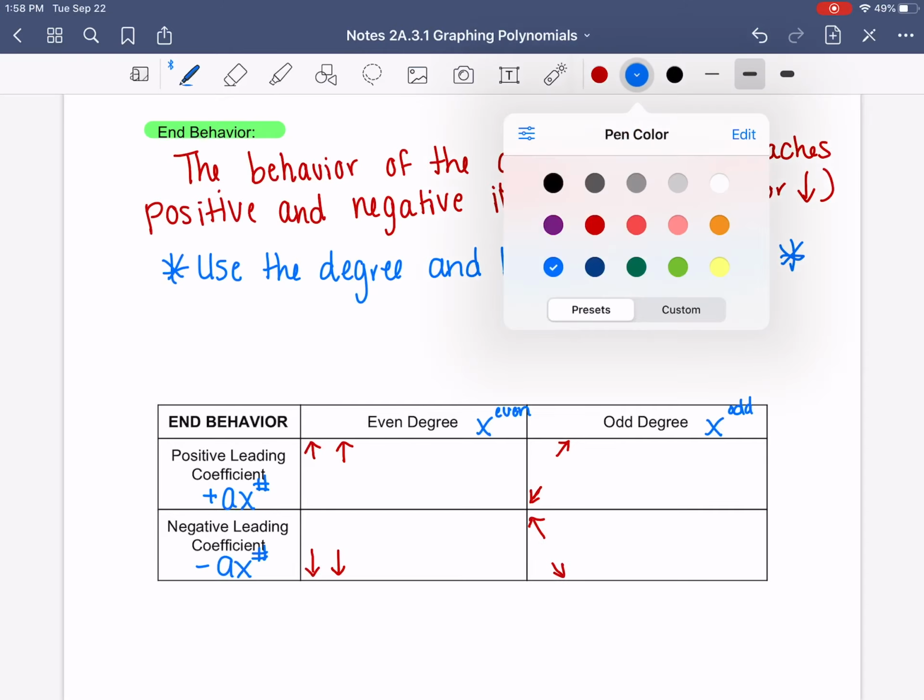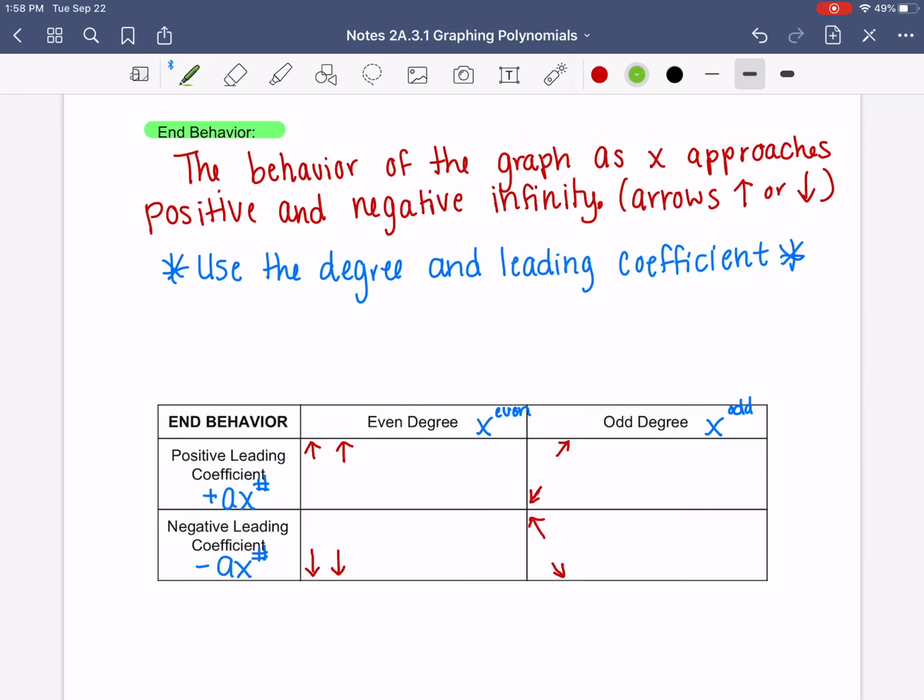So I left a lot of these boxes blank because we have more stuff that we need to write in them. The way that you write end behavior is you usually write: as x approaches negative infinity, y approaches, we're going to leave it blank for right now; as x approaches positive infinity, y approaches blank. So the first one, negative infinity, is the left-hand side of the graph, and the second one, x approaches positive infinity, is the right-hand side of the graph.